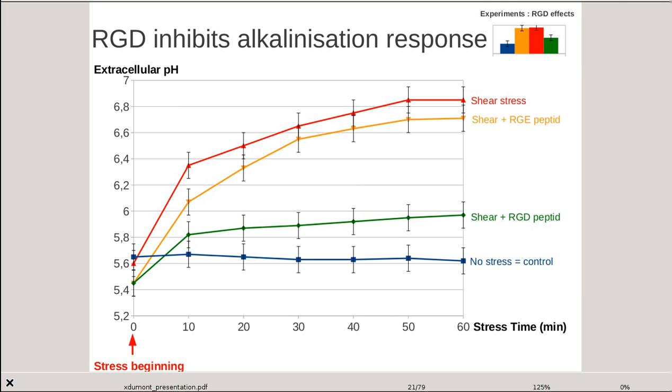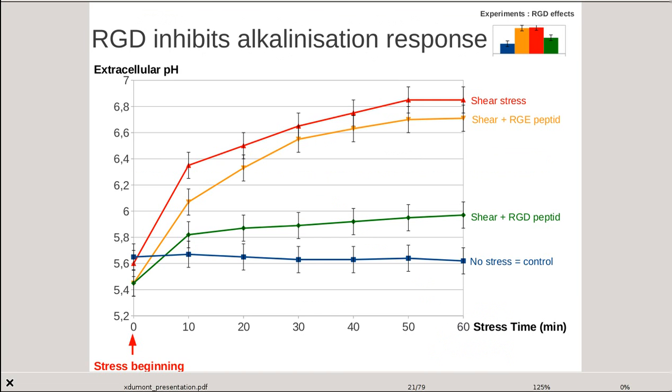With shear stress and RGD peptide, we have a moderate increase of pH, stabilizing around 5.9, whereas stress plus RGE gives an important increase of pH, similar to stress-only situation. RGD response is significantly less than the two situations with shear stress and also significantly more than the situation without stress.